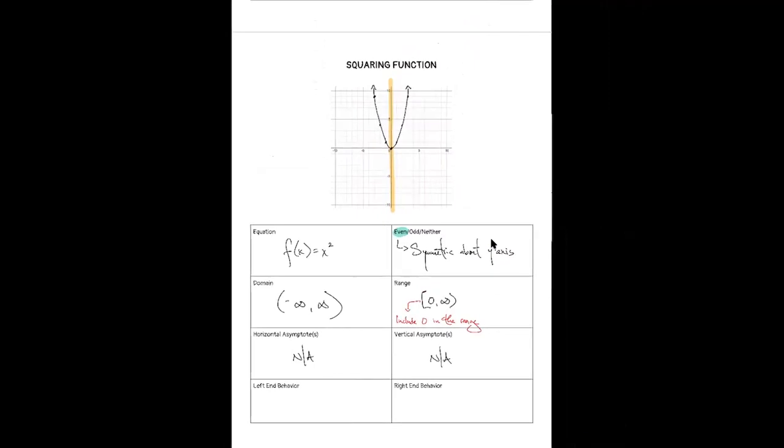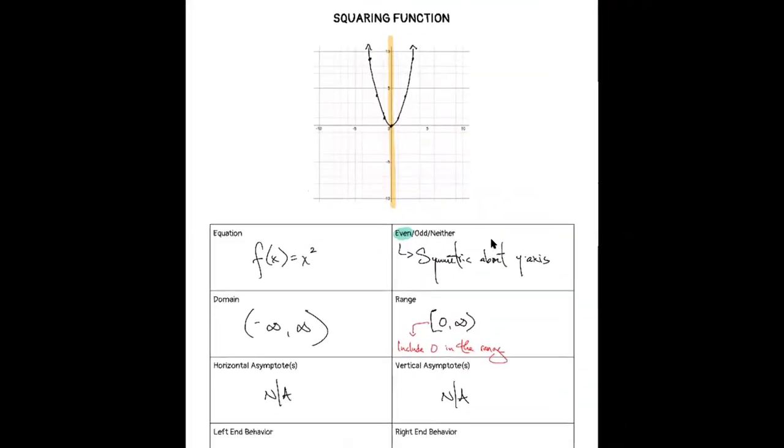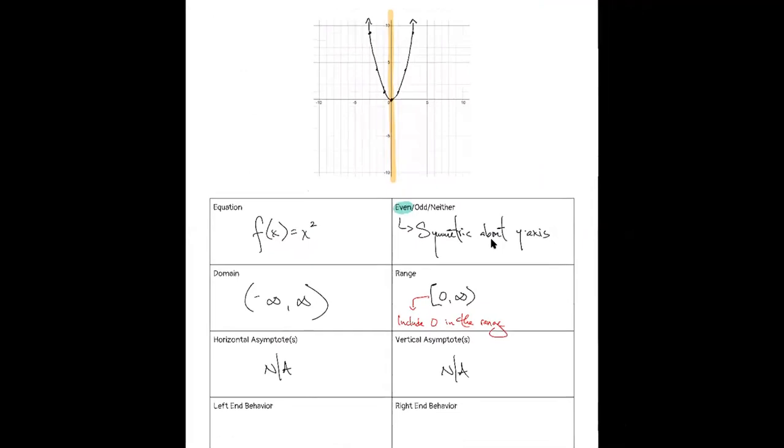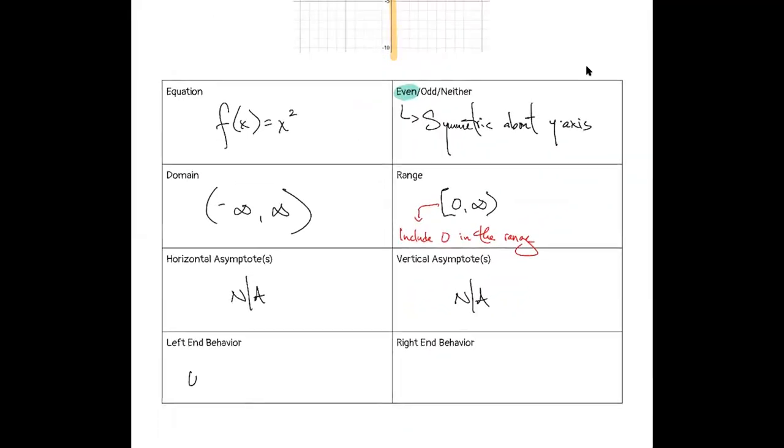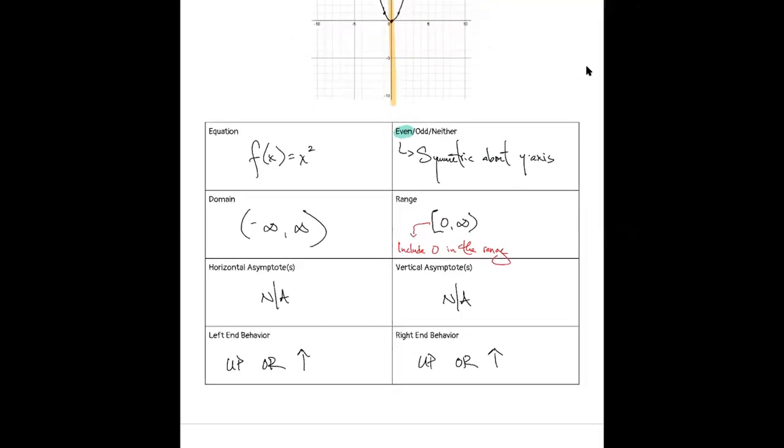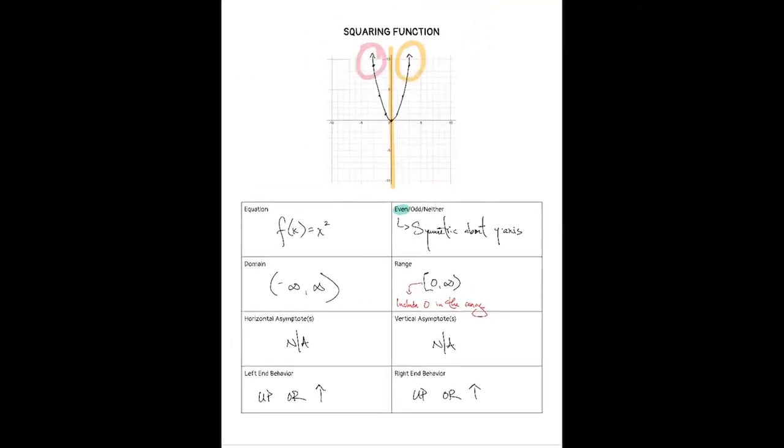Now let's look at that end behavior. Sorry, trying to keep the colors consistent here. Left end and right end. What are our left end behavior and right end behavior? Up and up. Good, right? Because both ends go up. So we can say here that it's up or an arrow, and this is also up or an arrow. All right? So there's our squaring function in a nutshell.